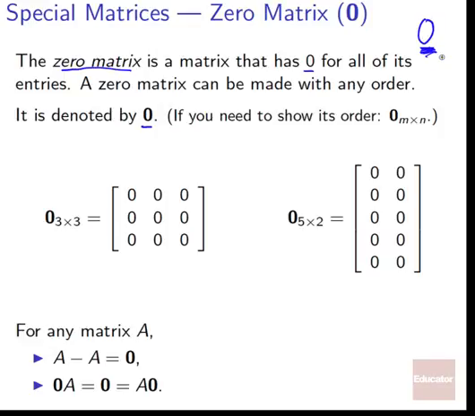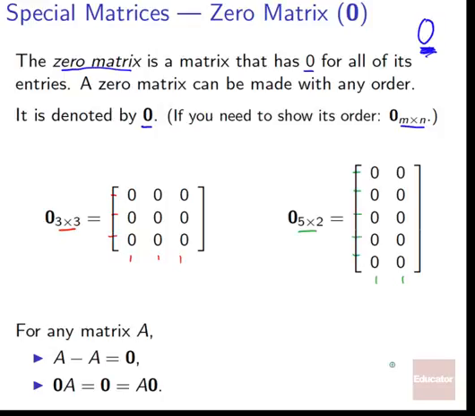If you need to show its order, you can write it with a subscript of m by n. So that tells us that zero matrix will have m rows, n columns. So for example, if we had 3 by 3, then we've got 3 rows and 3 columns of nothing but zeros. If we have 5 by 2, then we have 5 rows and 2 columns of nothing but zeros. For any matrix A, A minus A comes out to be the zero matrix because each of its entries will be subtracted by its entries again, so each entry will turn into a zero. We get the zero matrix.